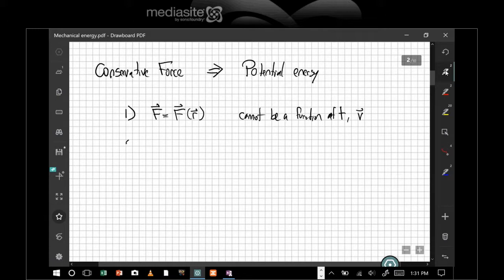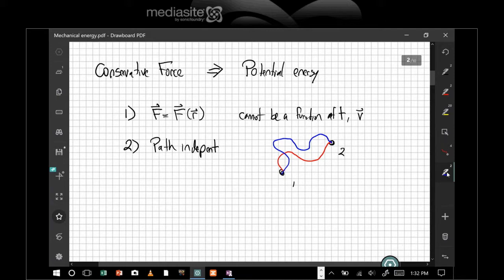The second condition is that the force must be path independent. What does that mean? Well, there are two ways we can define that. If I have any two points in space, here's 1 and here's 2, the work done going from 1 to 2 along a path like this and along a path like this is the same. So the work done is independent of the path.